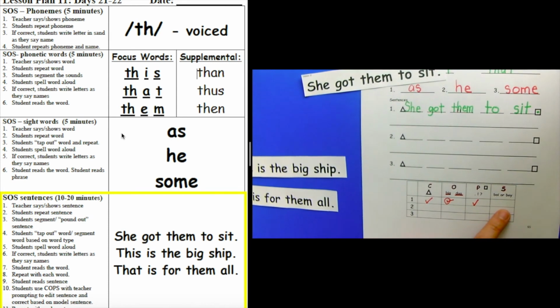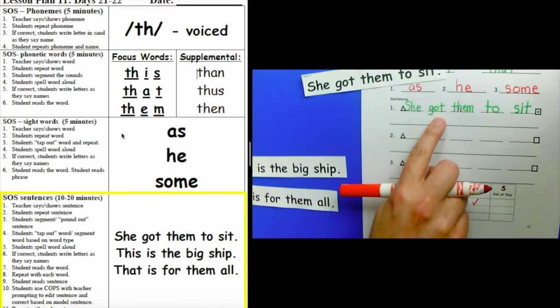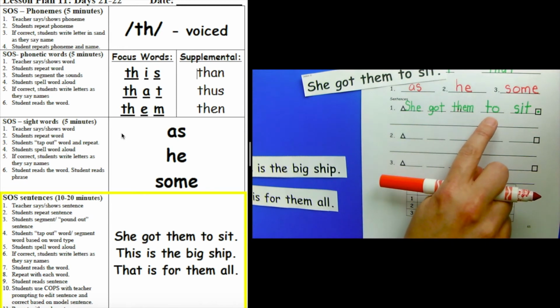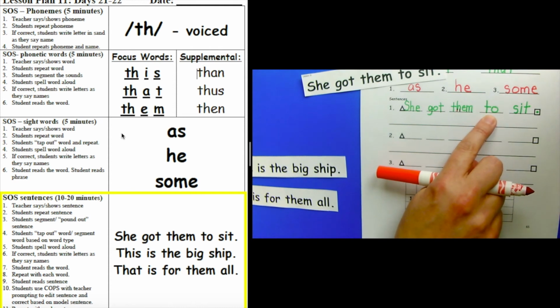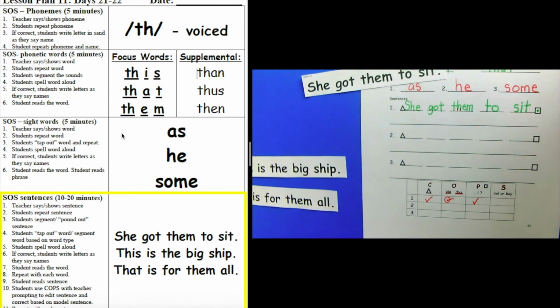For spelling, we'll always read the sentence and sound out any words that can sound out. She, got, them, to, sit. And if you're not sure how to spell to, we can check it. So now we have our spelling correct.